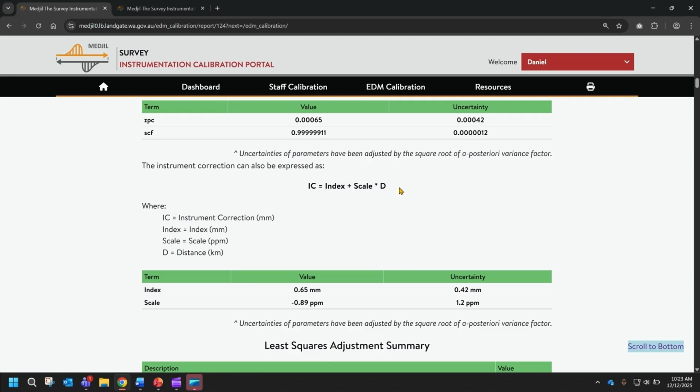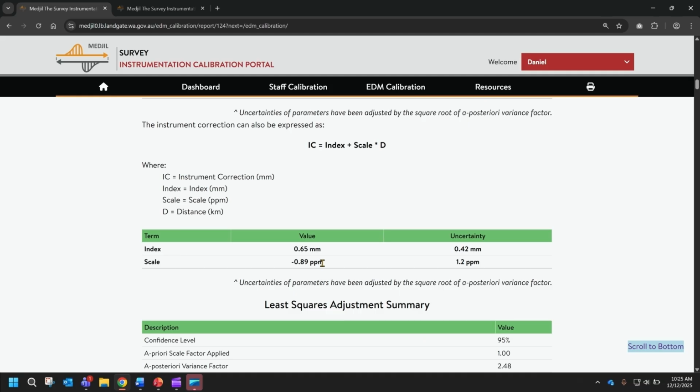If you had instrument correction values close to 0, but the uncertainties were, say, 2 millimeters and 5 parts per million, well, you need to take a look at your report to see what's going on. You really want to confirm that the index and scale are reasonable and are relatively reflective of what you would expect from your instrument. So how would you do this? Well, if these values are larger than what the manufacturer specification states for their uncertainty, you might have a problem.